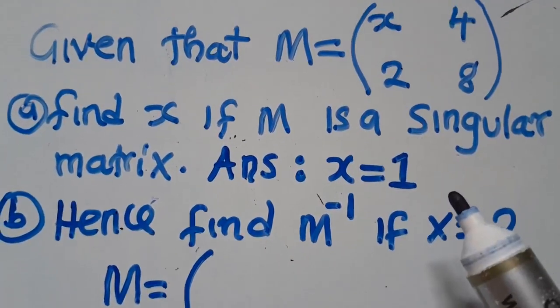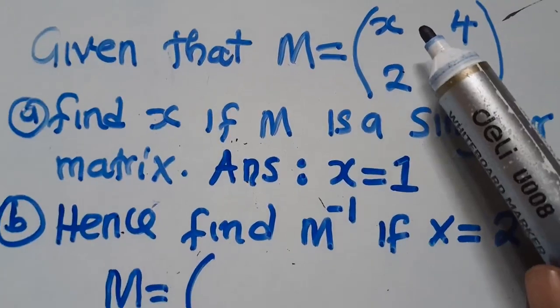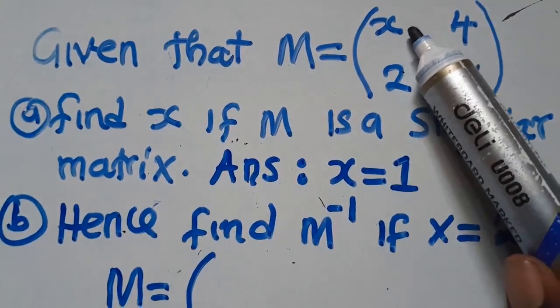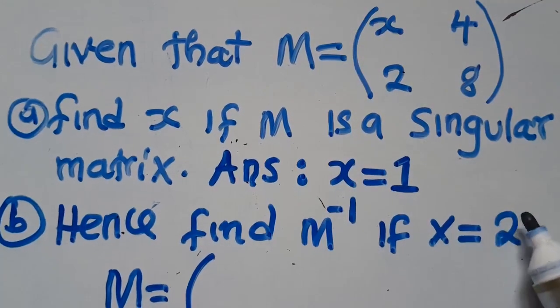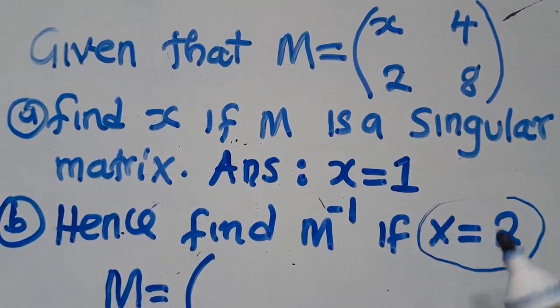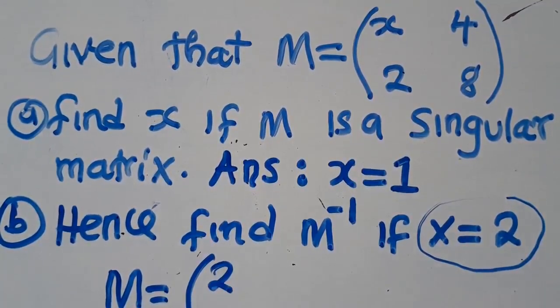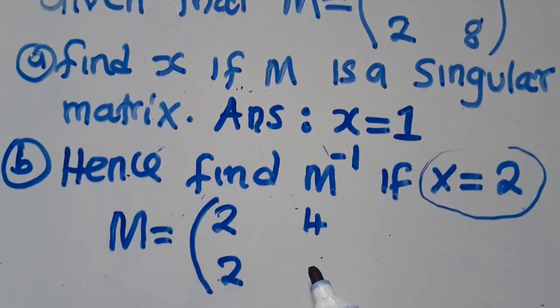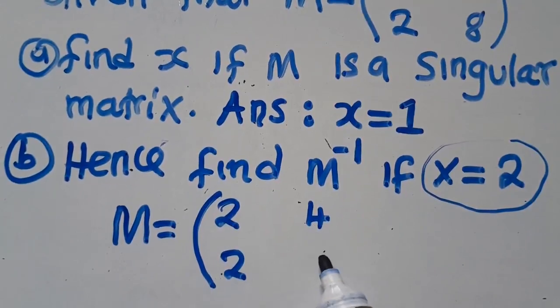Here we are having X. Are we supposed to put X there? No, we are told that X is equal to 2. So you are going to put your 2 there, and you put your 2 there. Then you are having 8 there, and a 4 there and 8 there. Like this. This is a new matrix that we formed.